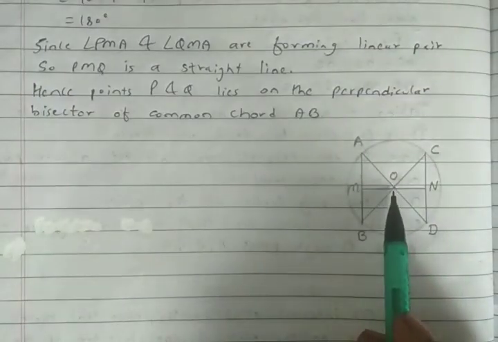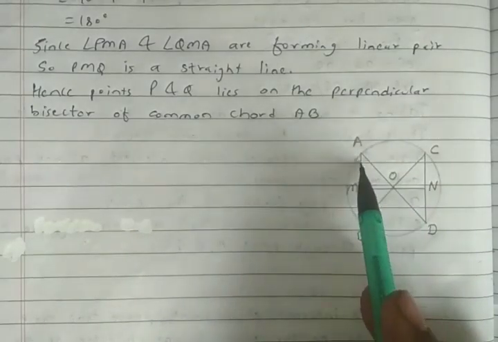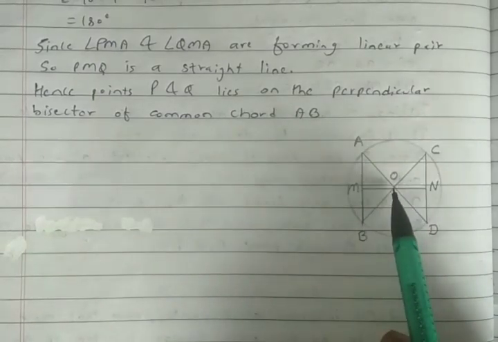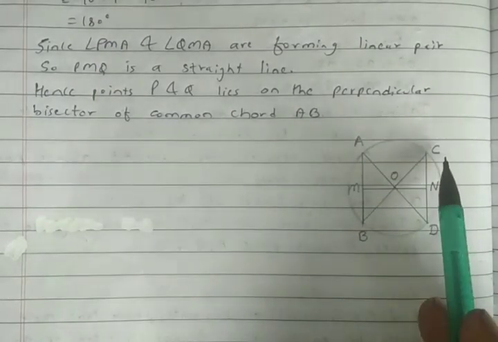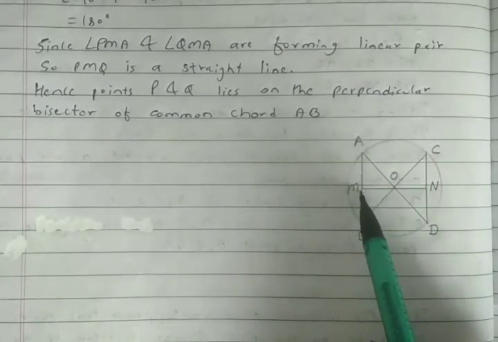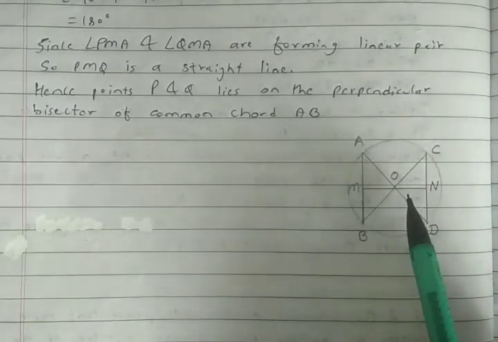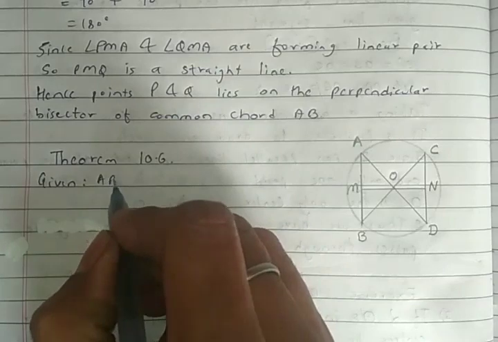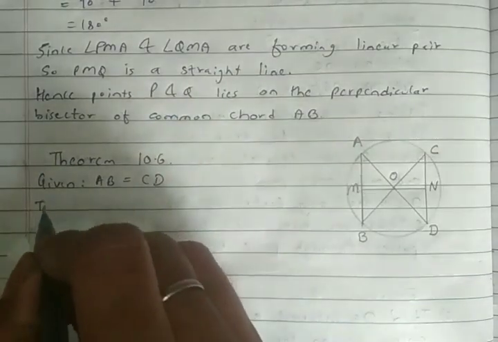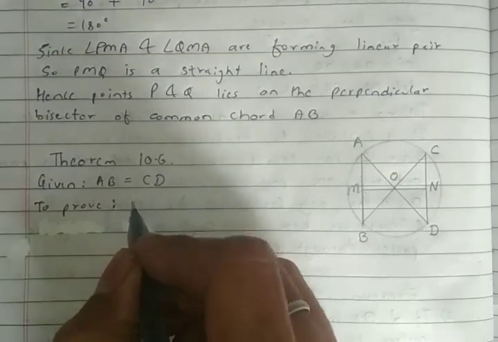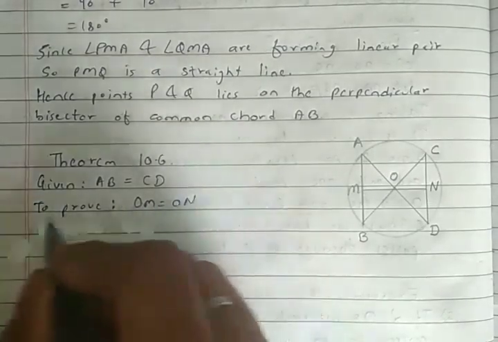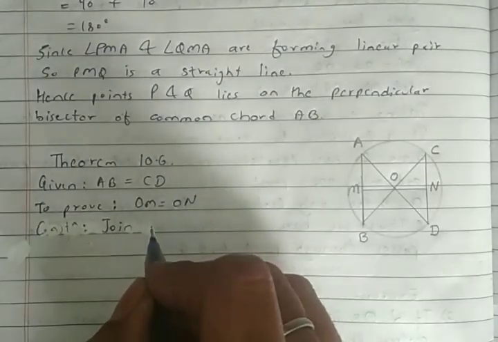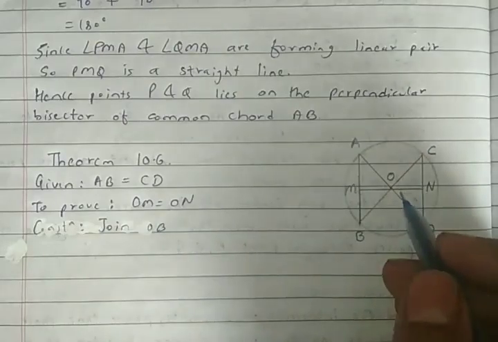Now we have drawn this circle with center O, and these AB and CD are two chords. The center of AB and the center of CD are joined by this line called MN. So whatever information is given, we will write it down. Given AB is equal to CD, and we have to prove that OM equal to ON. For that we will do a construction. We will join OB and OD.